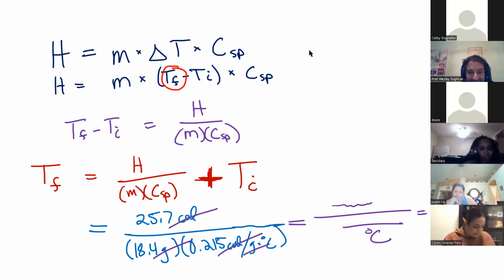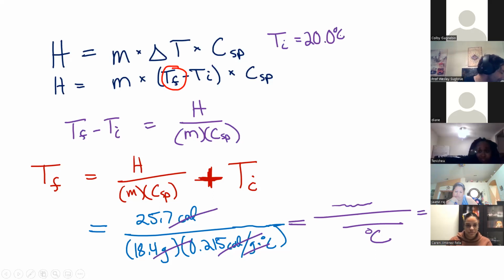Yes, never mind. I think that's my bad. I think I wrote it as just without one, but the temperature initial is actually 20.0 degrees. Okay, so it's 3. Okay. Yeah, so you are correct. It is 3 sig figs.